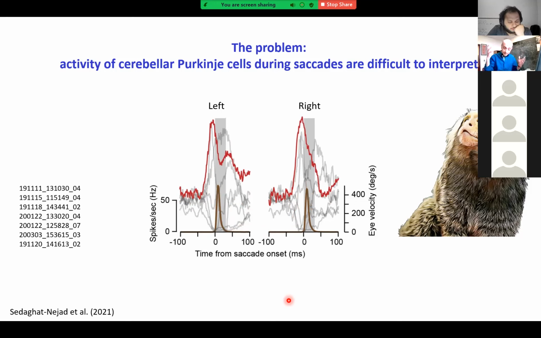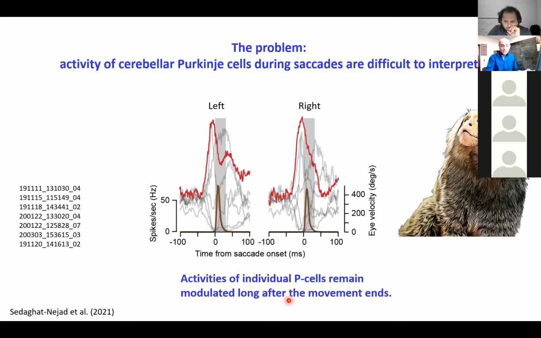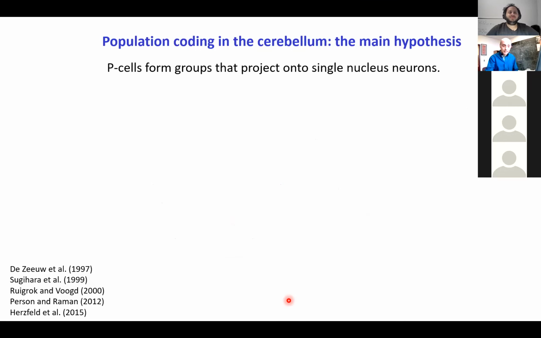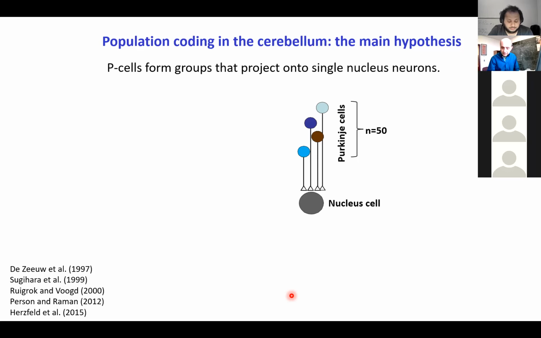So how do we make sense of this relationship between the output of these Purkinje cells and the movement that's taking place? Okay, so what's the main idea? How do we put this story together so we can understand coding in the cerebellum? It goes back to the concept of error, those complex spikes that I showed you. We, and many others, think that Purkinje cells form groups that project onto a single nucleus neuron.